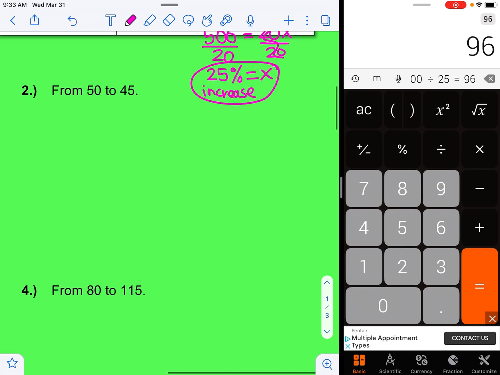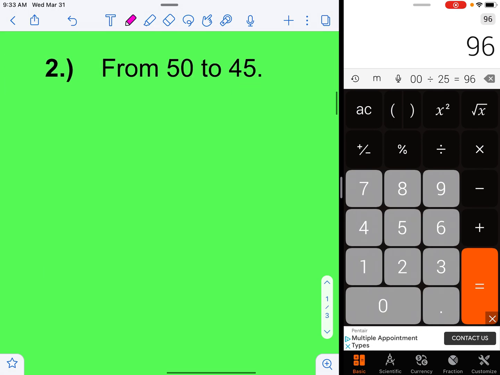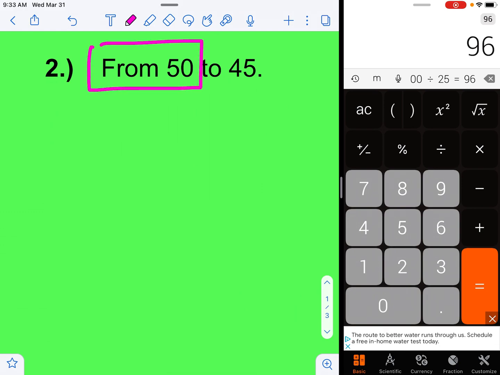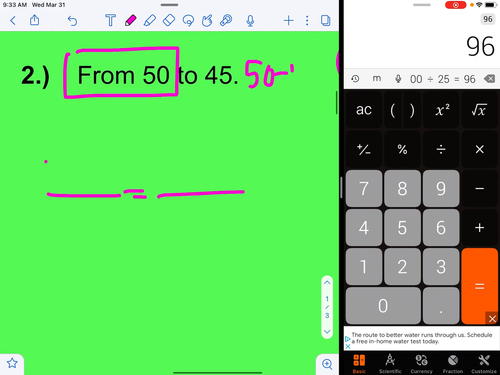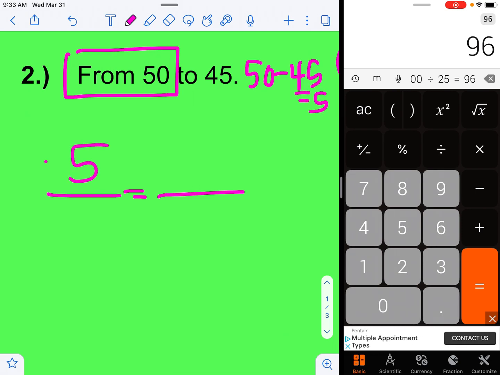Awesome. Moving on to number 2. This time we're going from 50 to 45. Okay? So let's go ahead and set up our ratio. We need our amount of change. Well, 50 minus 45, that's kind of easy. That's just 5. So that's your top number. Our original amount is 50. We don't know the percent, so that's x, but we do know the denominator is always 100.